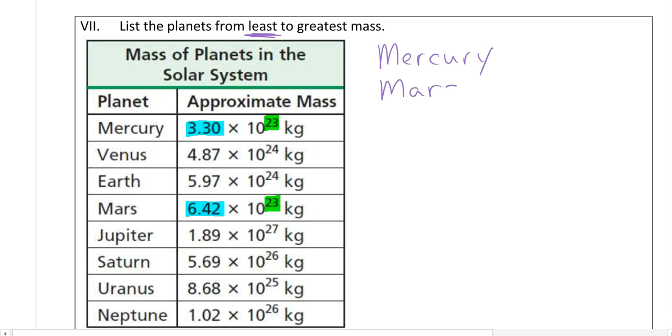Mars would be after. Okay, so we have now used Mars, we've used Mercury. Now I'm going to look at my next exponent, which would be 24. 24 is my next smallest exponent. And again, I'm going to look at those significant digits, and I can see that 4.87 is smaller than 5.97. Therefore, Venus is going to be the next smallest, and then Earth would follow that.